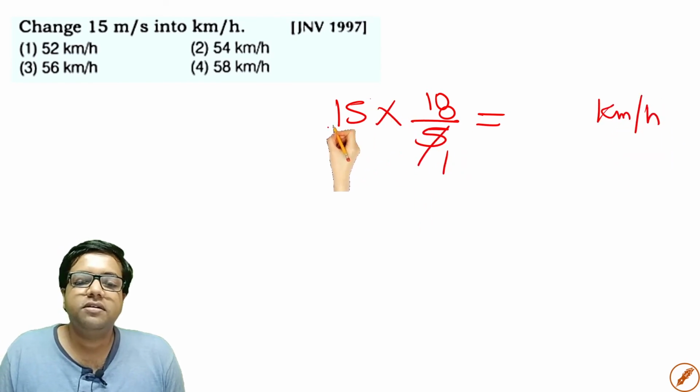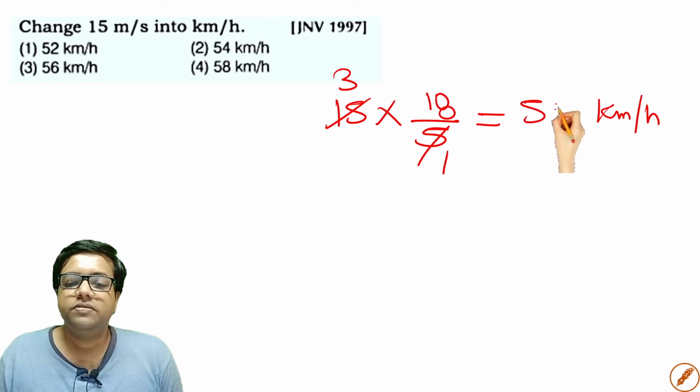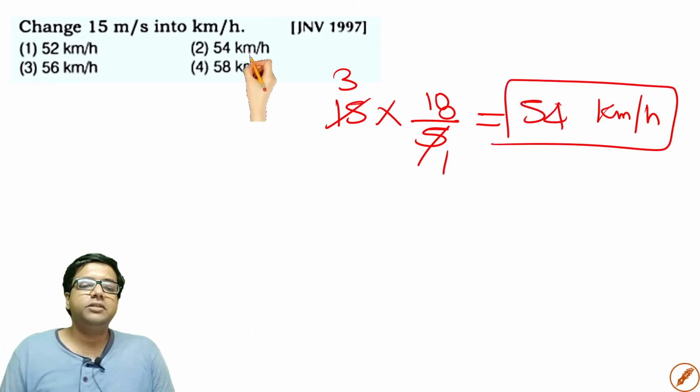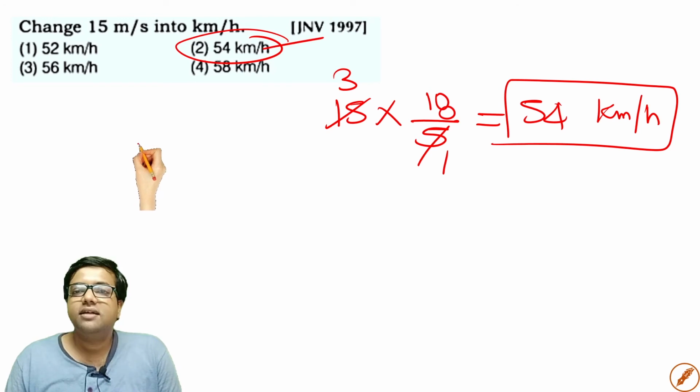So 5 ones are 5. 5 threes are 15. 18 threes is 54. So 54 kilometer per hour. Option 2 is the right answer for this question.